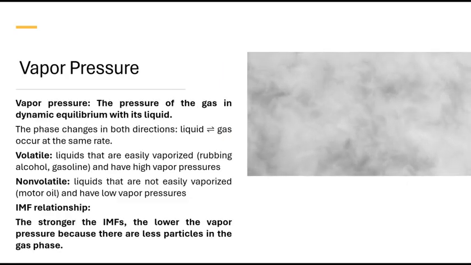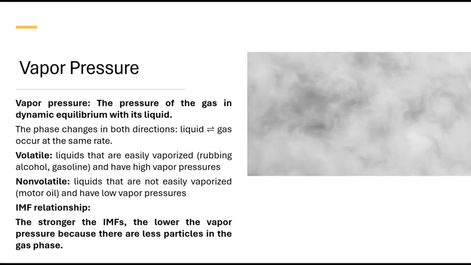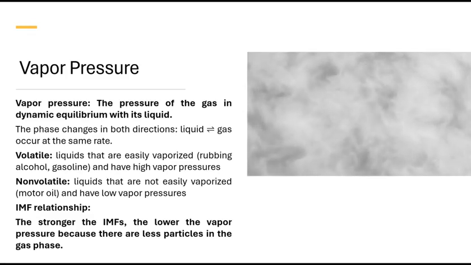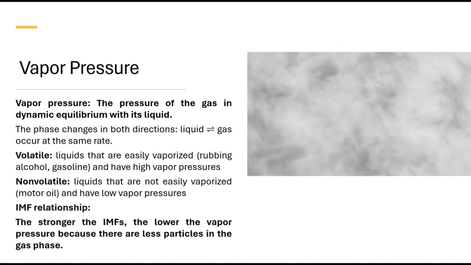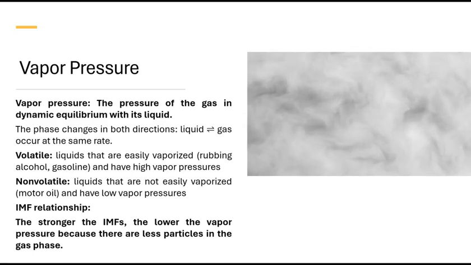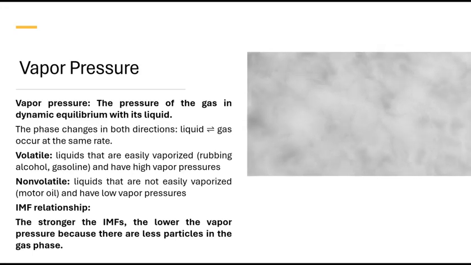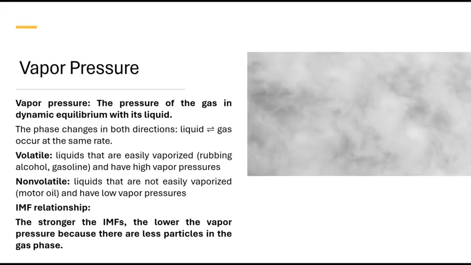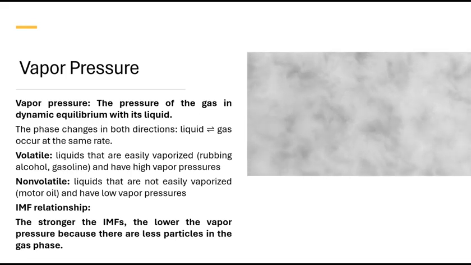Vapor pressure. Vapor pressure is the pressure of the gas in dynamic equilibrium with its liquid. The phase change occurs in both directions, liquid to gas and gas to liquid, at the same rate. That's dynamic equilibrium. When liquids are volatile, that means they're easily vaporized and will have high vapor pressures because there will be more particles in the gas state. Liquids that are non-volatile do not easily vaporize and will have low vapor pressures because there are fewer particles in the gas state. IMF relationship: the stronger the IMFs, the lower the vapor pressure because there are fewer particles in the gas phase.